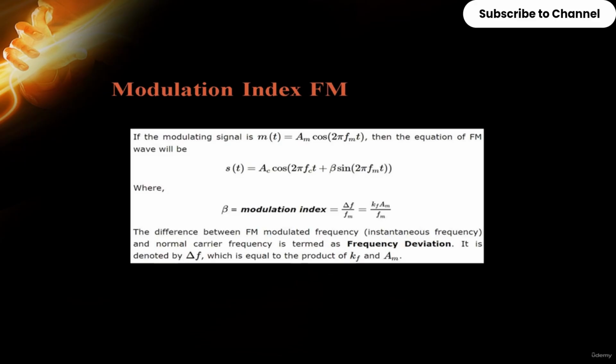Then the modulation index is calculated with the formula del f by fm. Del f is given by kf into am. The difference between the modulated frequency and the carrier frequency is denoted as the frequency deviation, further denoted as del f, which is equal to the product of kf and am. We already saw what kf and fm are in the previous lecture.